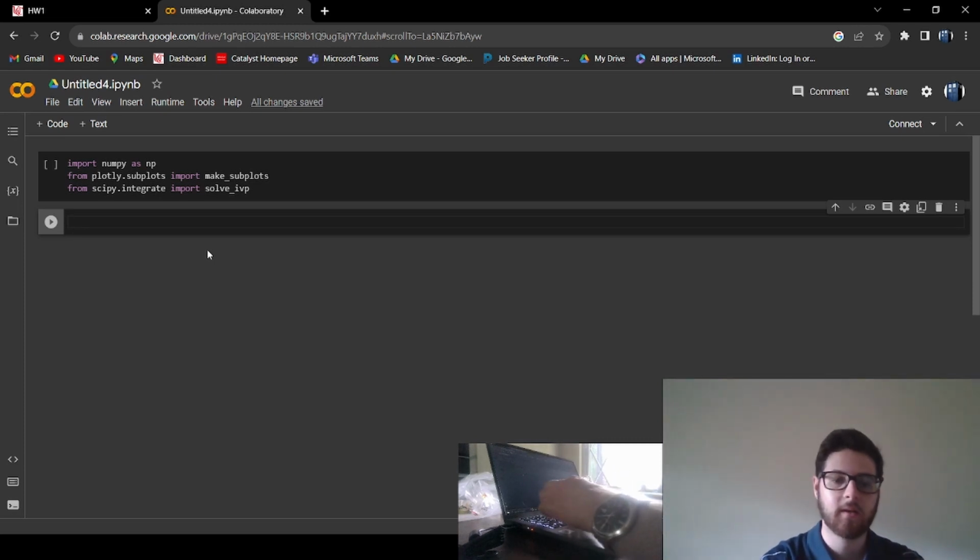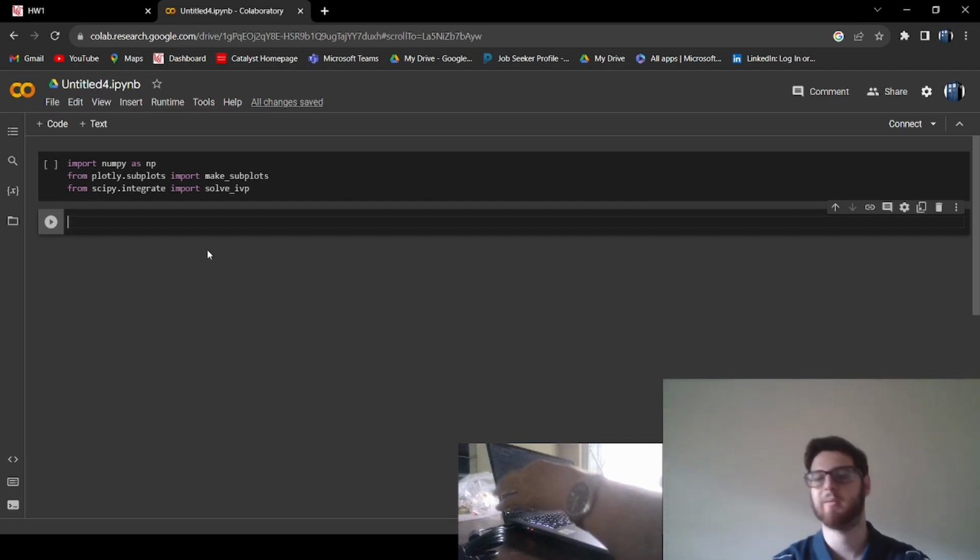And the first thing we're going to do is, well, I already have this imported. There's just a whole bunch of imports here to make our lives easier later, like plotly, we're just having a subplot, solve IVP, that's to solve the equation that we're going to be doing, and numpy, that's just for generic math purposes. So let's kick this off.